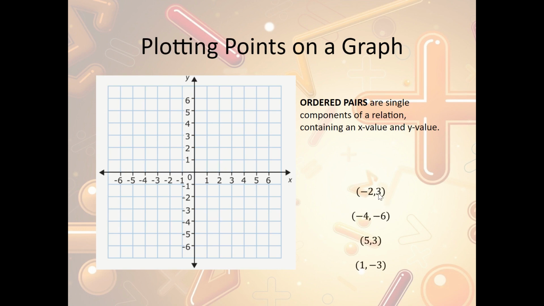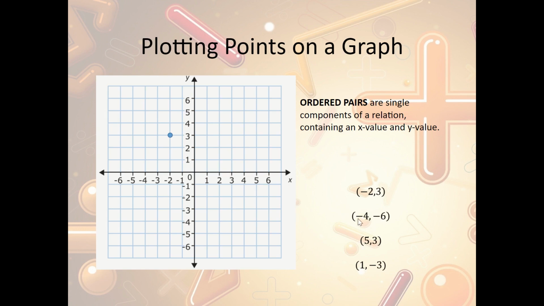-2, 3. So the way this works is my x goes first and then my y. If you have trouble remembering that, just remember that they go in alphabetical order. So x, then y. So my x is -2. So I'm going to go along the x-axis and find -2, which is here. And my y is 3. So I'm going to go along my y and go up to 3, right there. And I'm going to plot my point. That represents -2, 3.